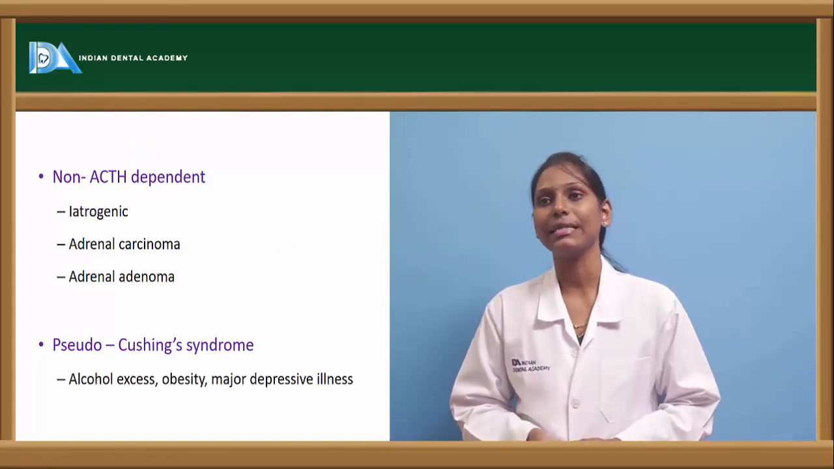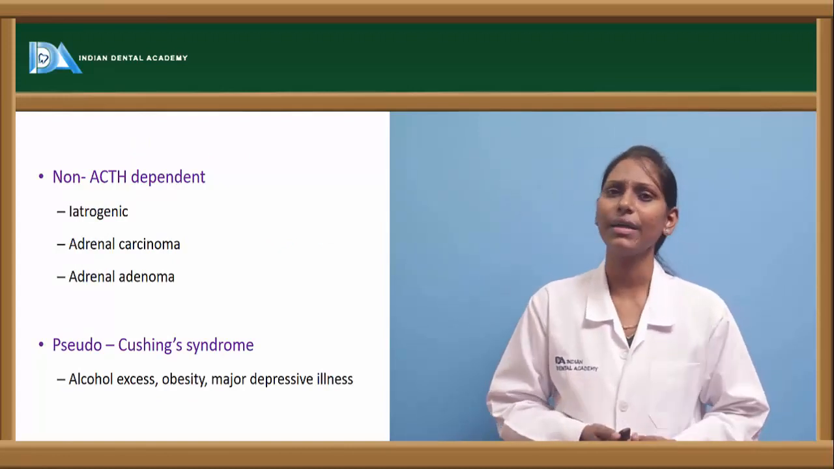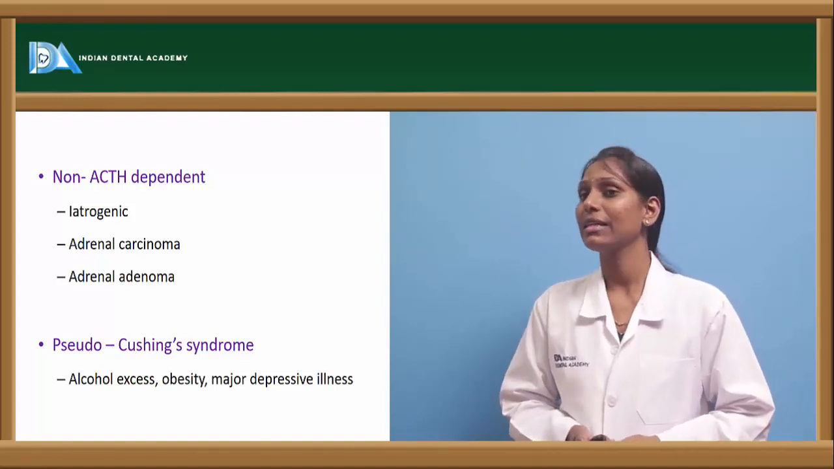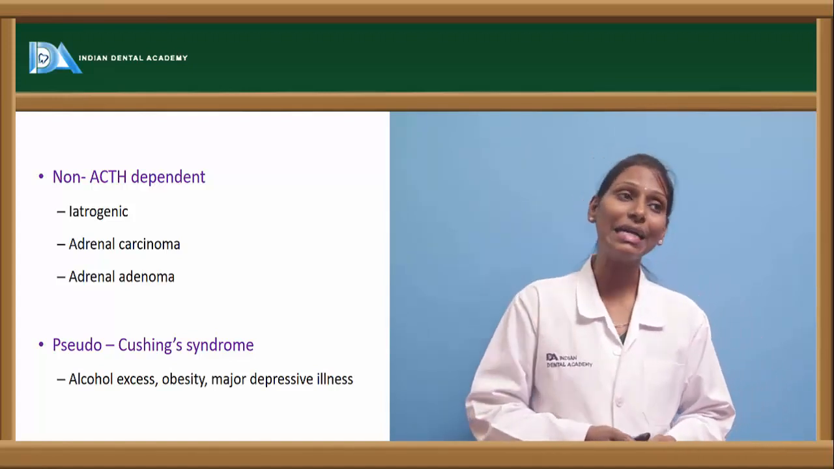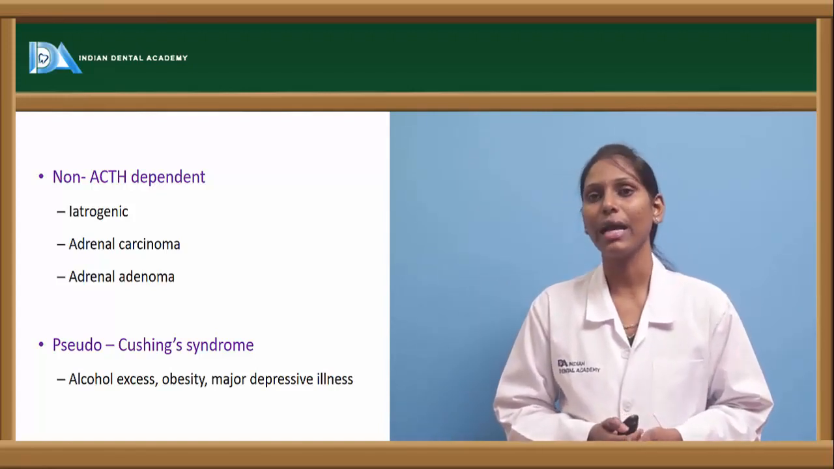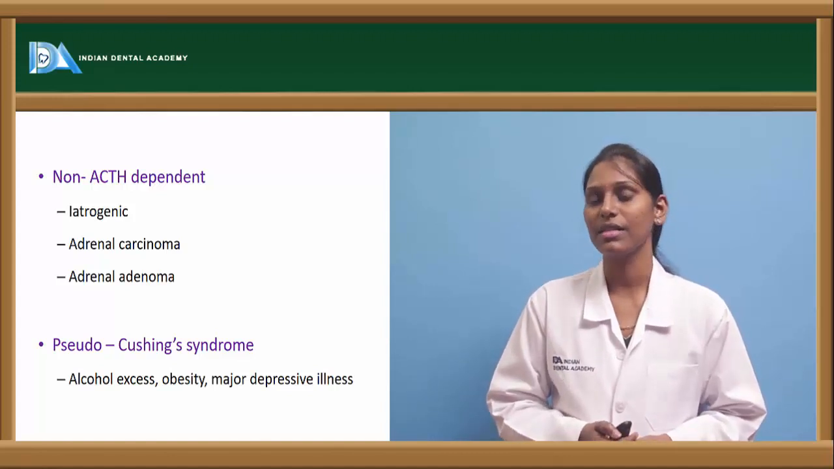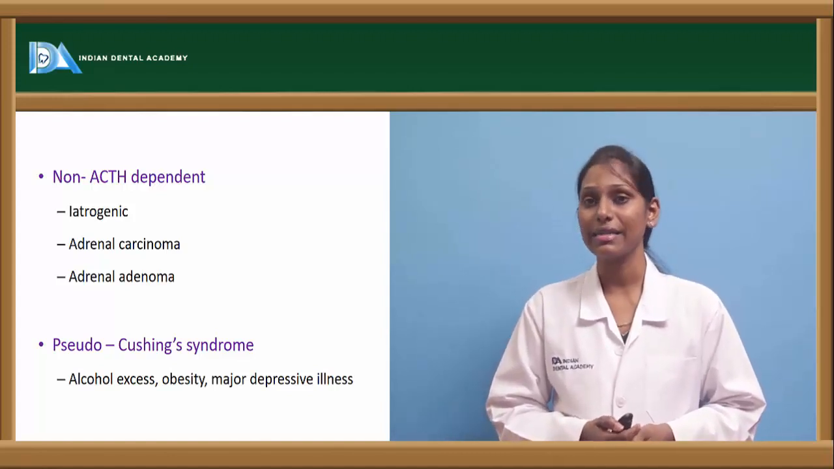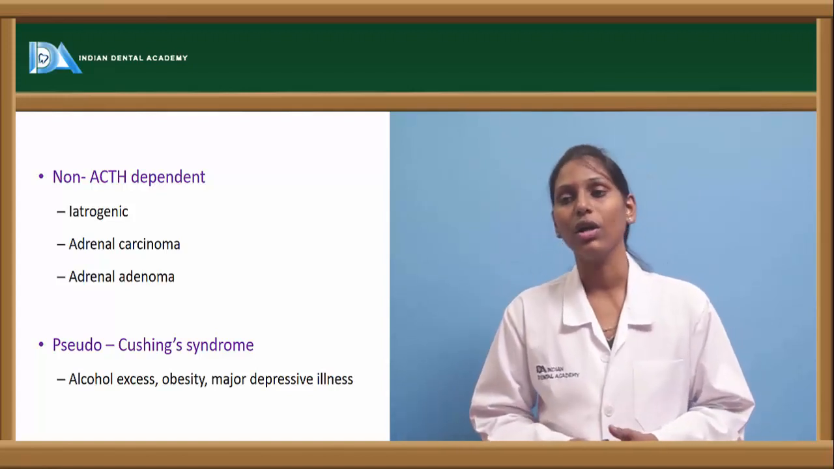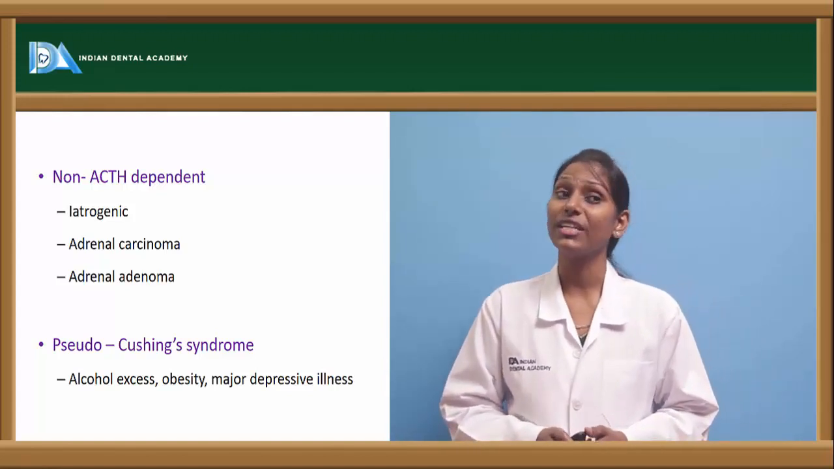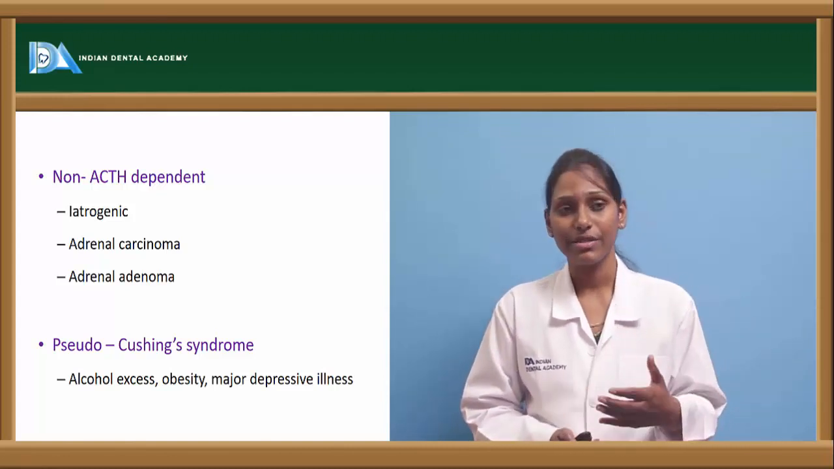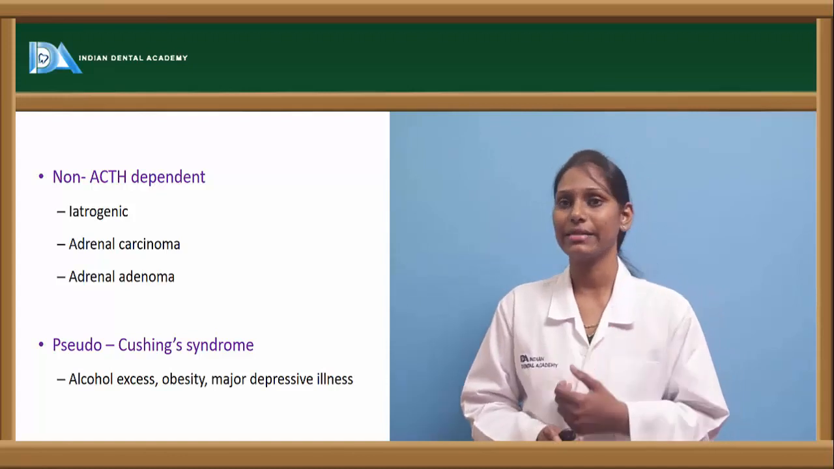Then coming to non-ACTH dependent, again it can be iatrogenic, that is exogenous corticosteroid therapy. It can be because of any adrenal carcinoma, or because of an adrenal adenoma again. Now coming to pseudo-Cushing syndrome, sometimes there are certain factors, such as when a patient is taking excessive alcohol for a chronic period of time, in case of obesity or major depressive illnesses. In those conditions, the patient's clinical manifestations are very much similar to Cushing syndrome.